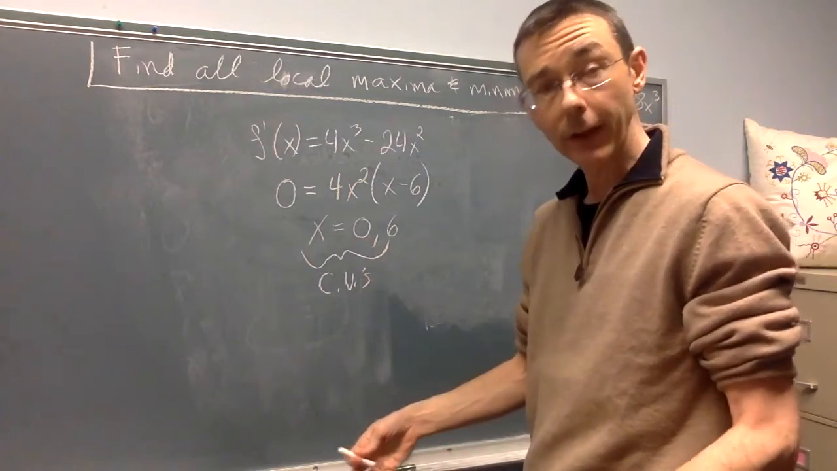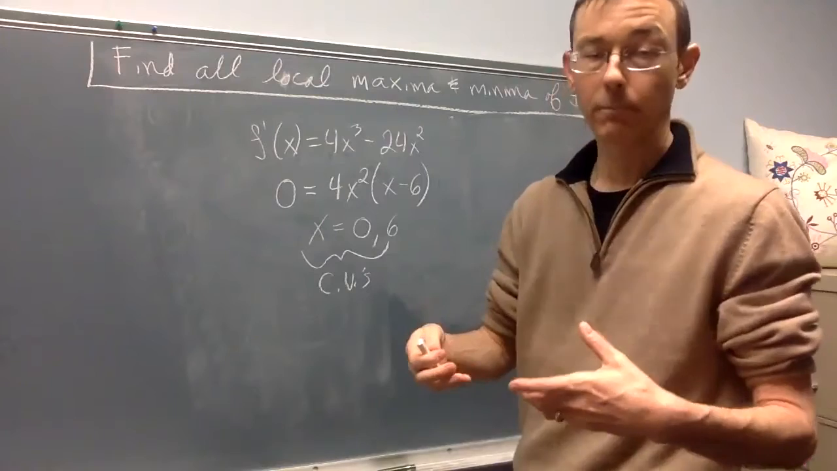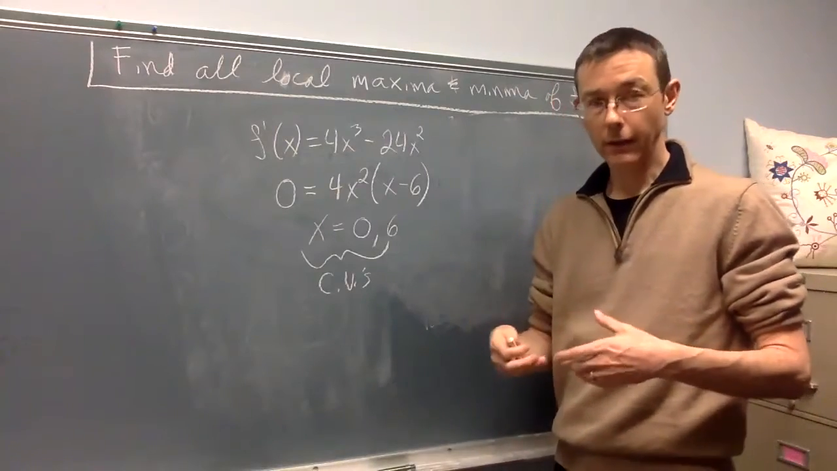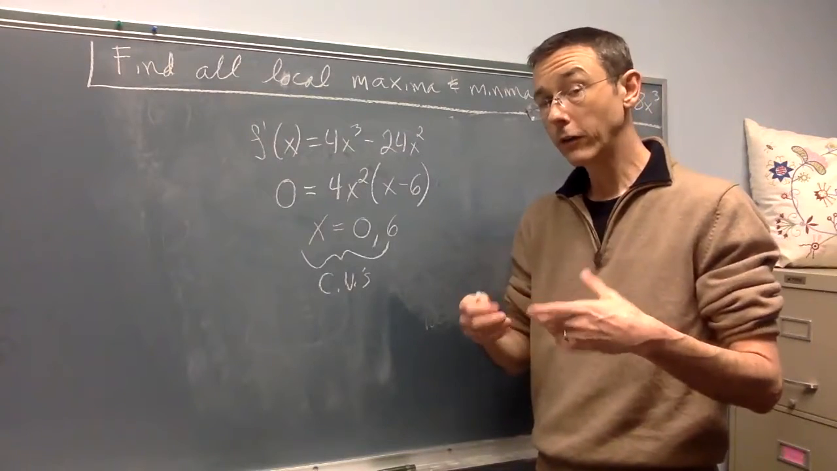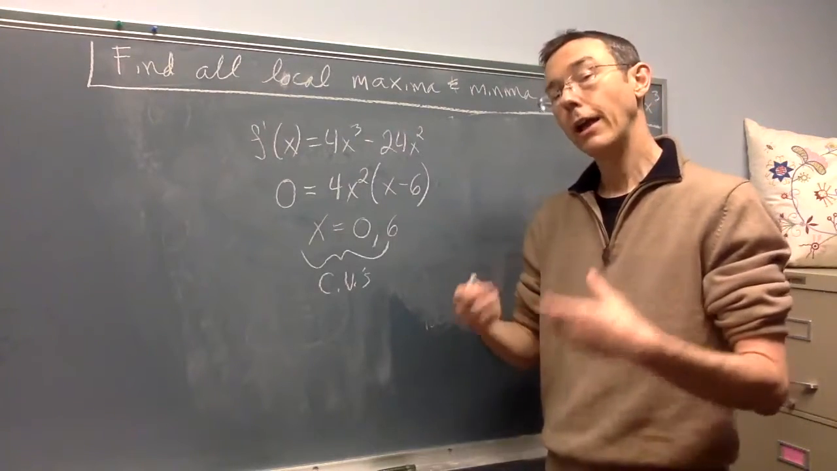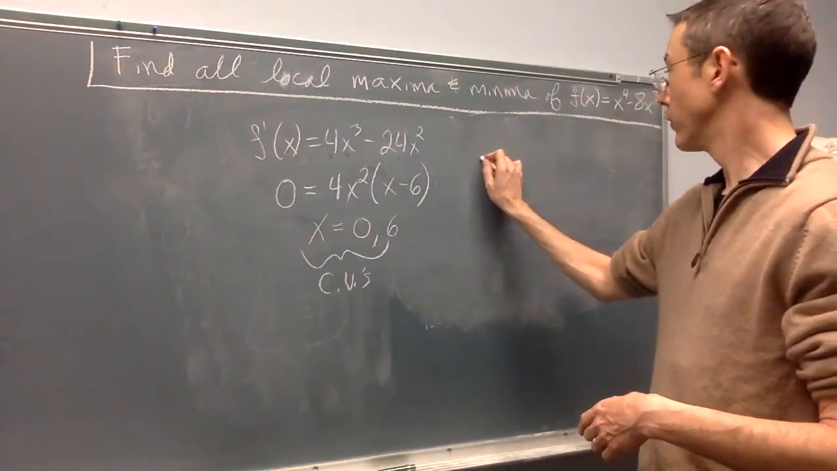Now we need to classify each of those as a local maximum, a local minimum, or neither one. The way we're going to do it again is with the first derivative test. We're going to figure out where the derivative is positive, where it's negative, and use that to classify these critical values. Let's make a sign chart.